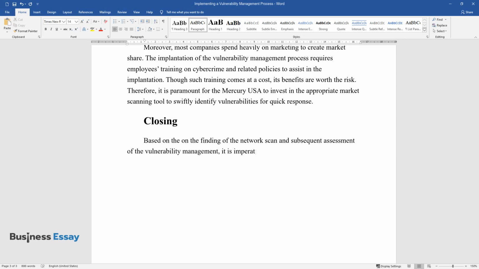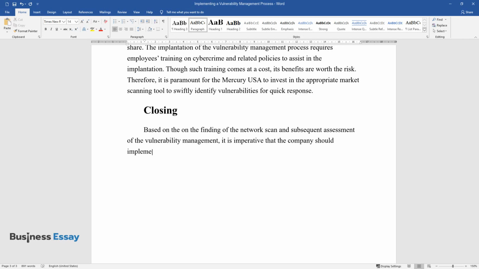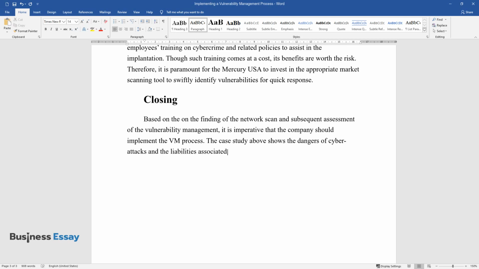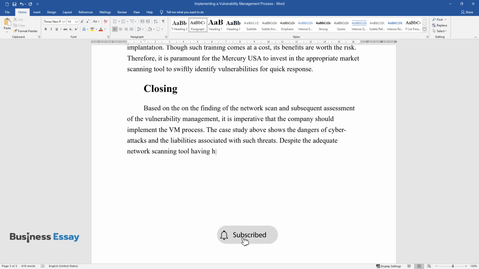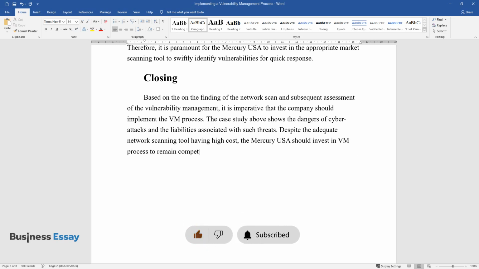subsequent assessment of the vulnerability management, it is imperative that the company should implement the VM process. The case study above shows the dangers of cyber attacks and the liabilities associated with such threats. Despite the adequate network scanning tool having a high cost, the Wannacry USA should invest in the VM process to remain competitive with the technological trends and threats.